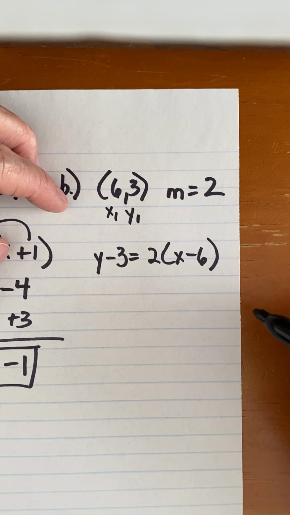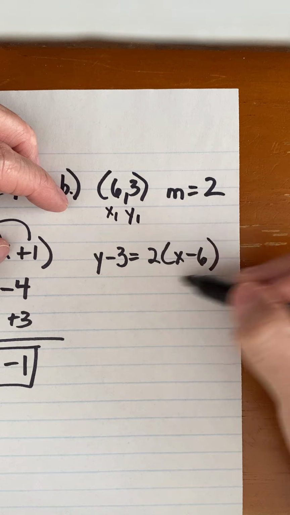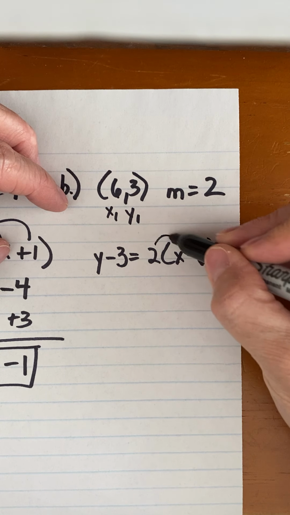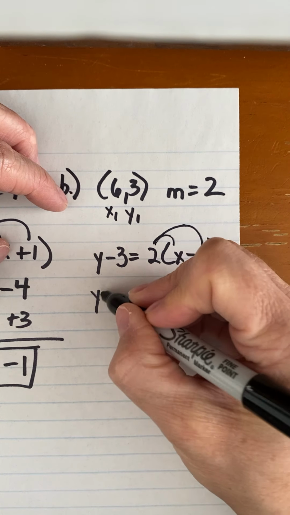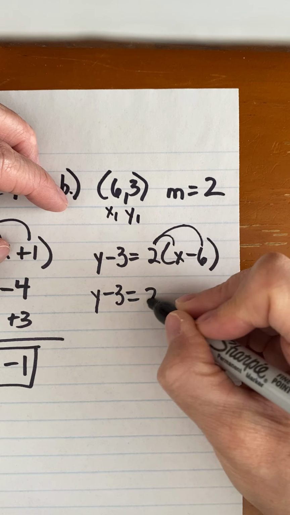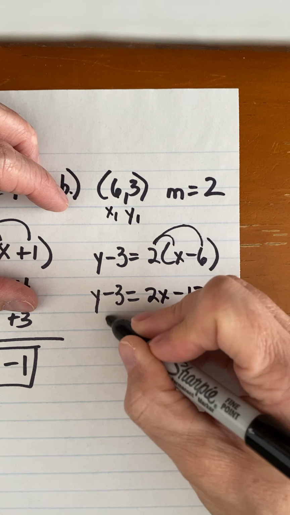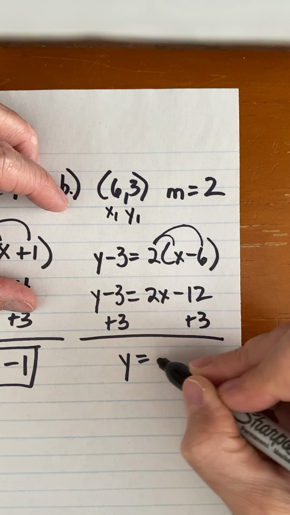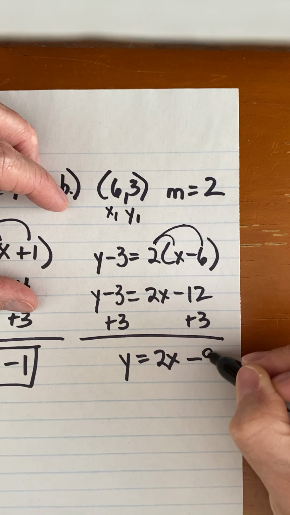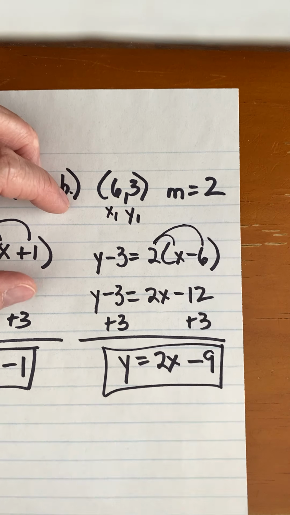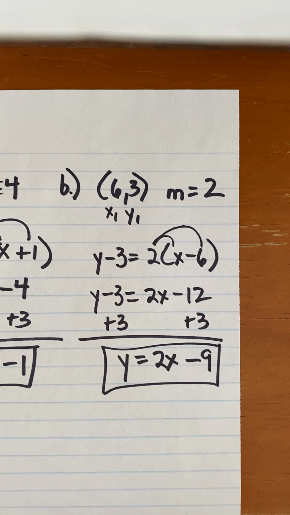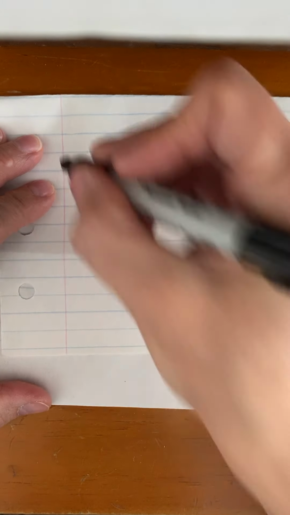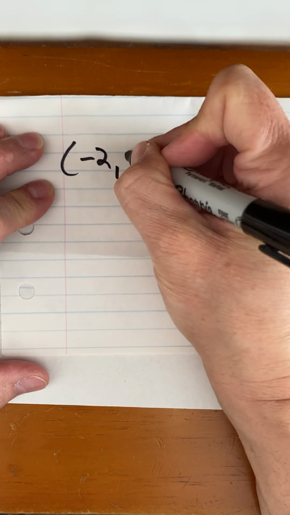Now, to get into slope intercept form, I don't have any parentheses. There's no parentheses in slope intercept form. So my first step is to distribute. My second step is to isolate y. So I get y equals 2x minus 9. Okay? Now, on the next one, what they give us is 2 points.